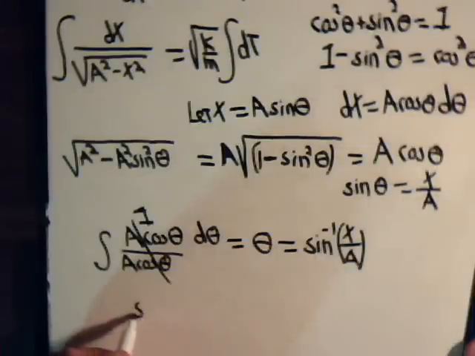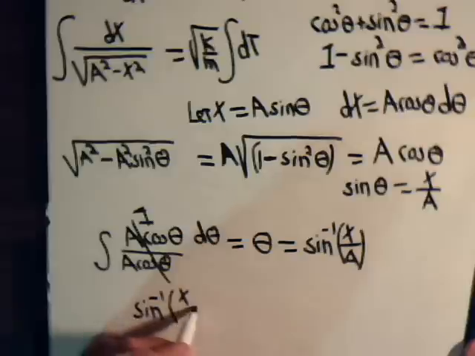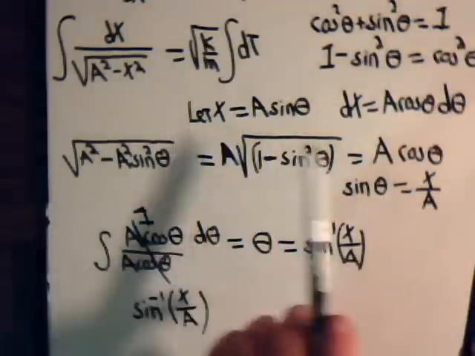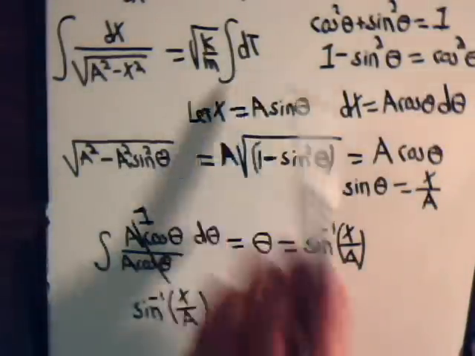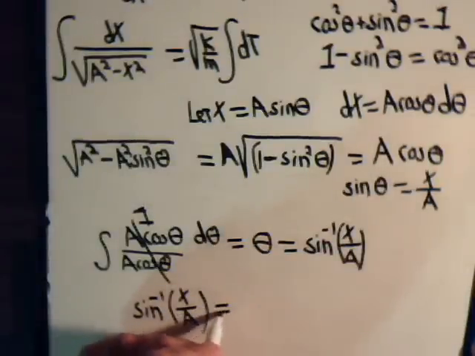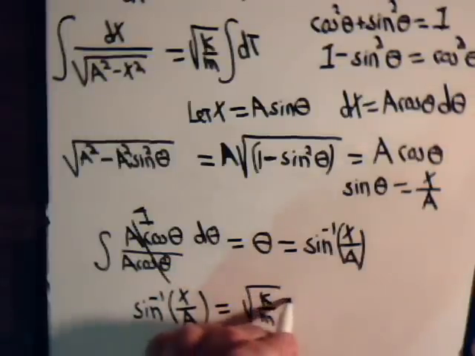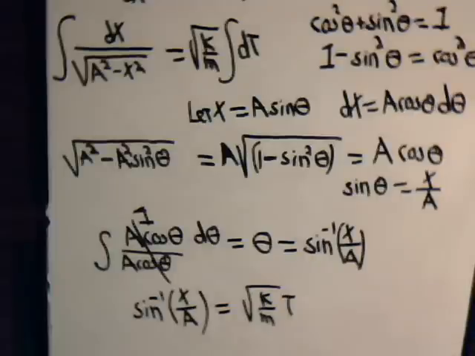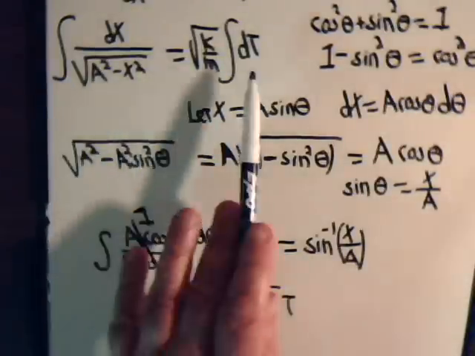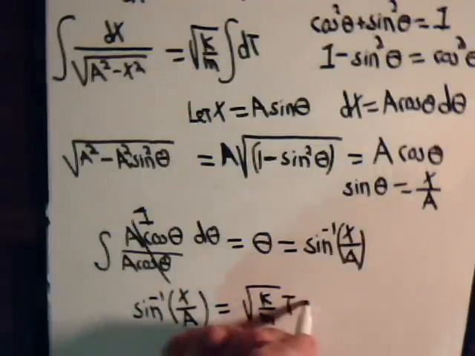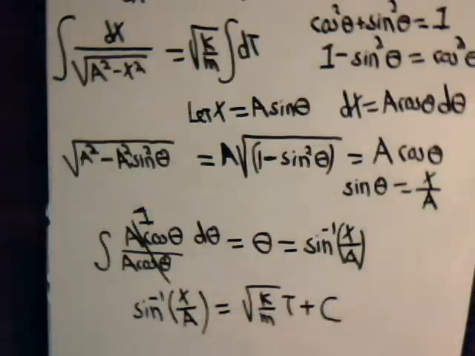So we now have the inverse sine of x over a, and that has to equal this. Of course, that's just going to be t when we integrate over time. So that will equal the square root of k over m times t. Then from each integral, we have an arbitrary constant of integration, so let's just combine those together. So here's what we have so far.